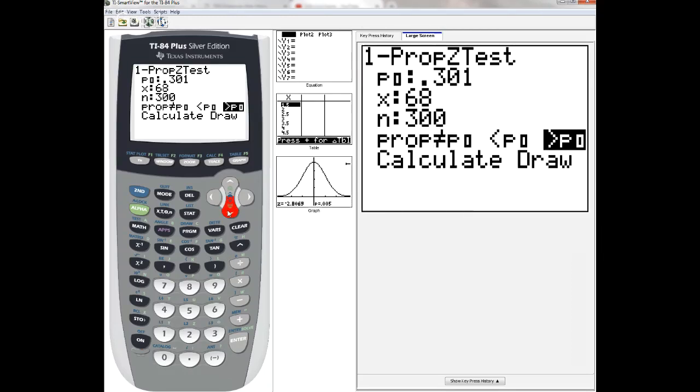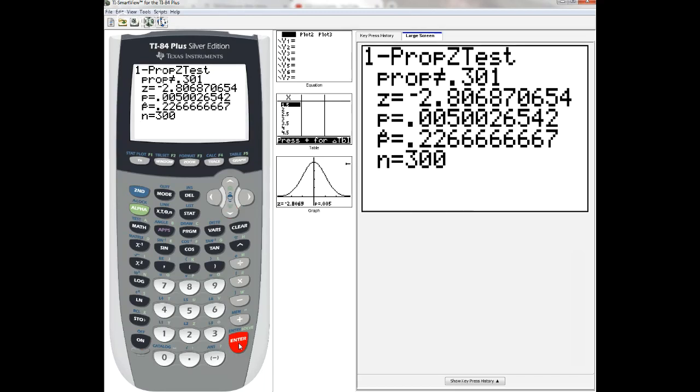Okay. This is the part I wanted to come back to: in HA, it said that P was not equal to 0.301, because we would suspect fraud if that number is too high or if it's too low, right? Either way would be concerning. So I would go ahead and select the not equal to, and I go ahead and calculate.